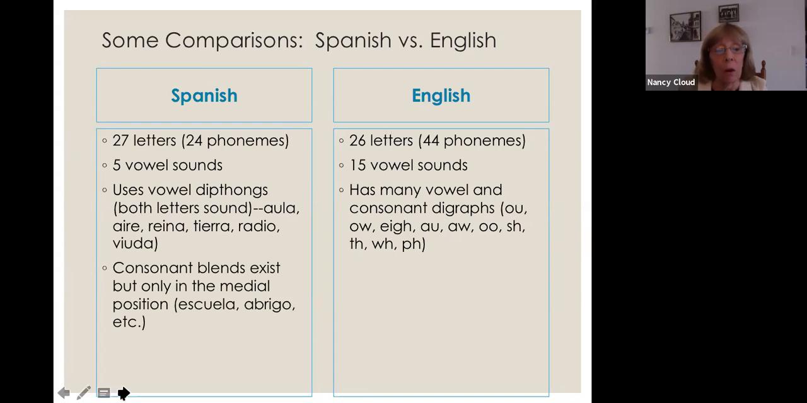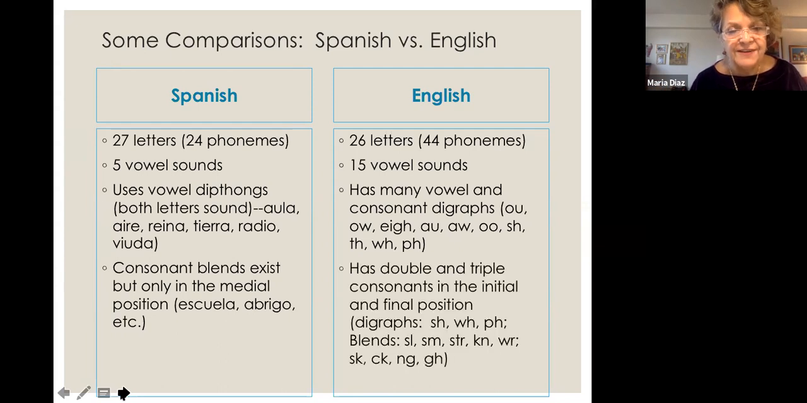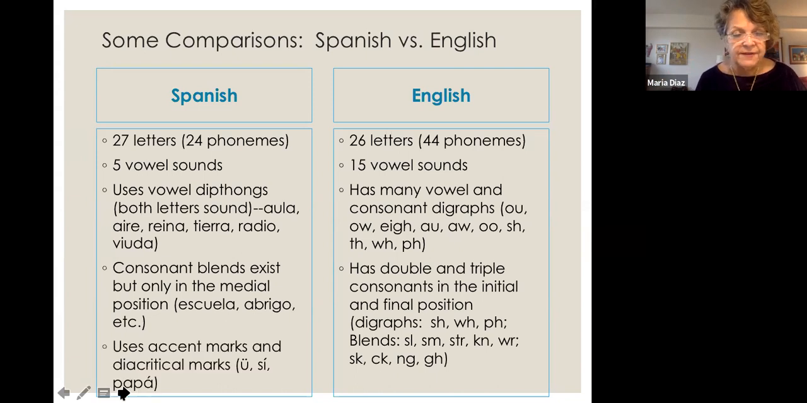And the consonant blends in Spanish only will exist in the medial position of the word. And we'll see it contrasted to English, where there are double and triple consonants in the initial and final position of the words, as we see with these diagrams.